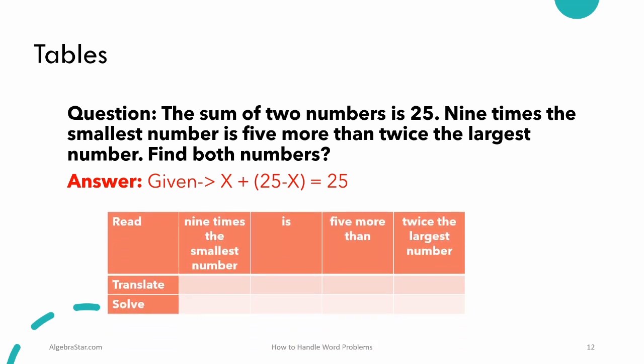Now let's bring in our RTS table and divide up what we're solving for. So 9 times the smallest number is one part, which basically translates to equals 5 more than twice the largest number. In this case, let's take x as the smallest number and 25 minus x as the larger number.